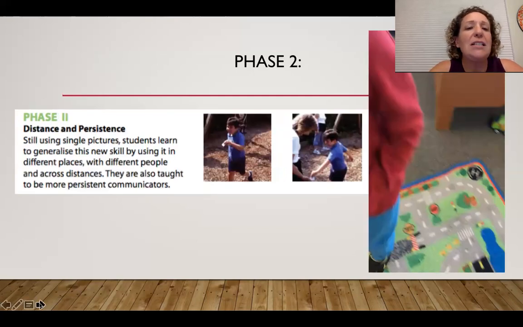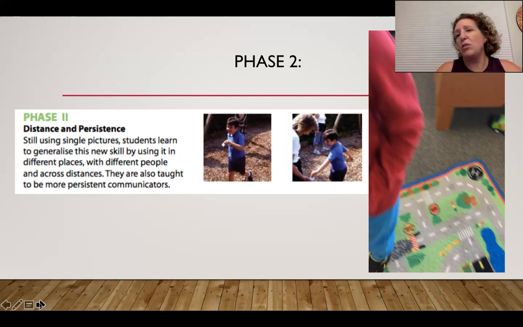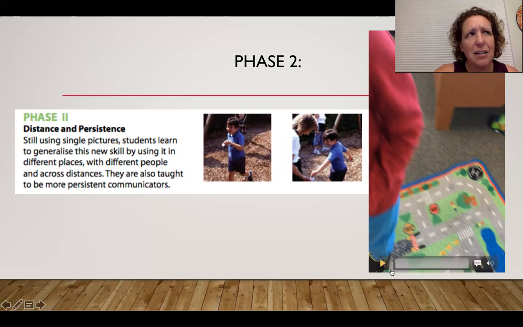Phase 2 is distance and persistence. So this is where we want them to travel. We want them to come to us. We want them to let us know what they want. Still using single pictures, students learn to generalize a new skill by using it in different places. So we do this on the playground, we do it in the centers, we do it in all different places. And this really teaches them to be persistent, to really search for that communication partner. And sometimes they're not so happy about it.